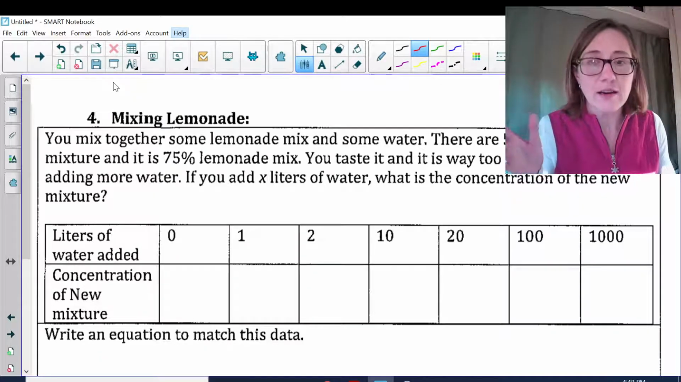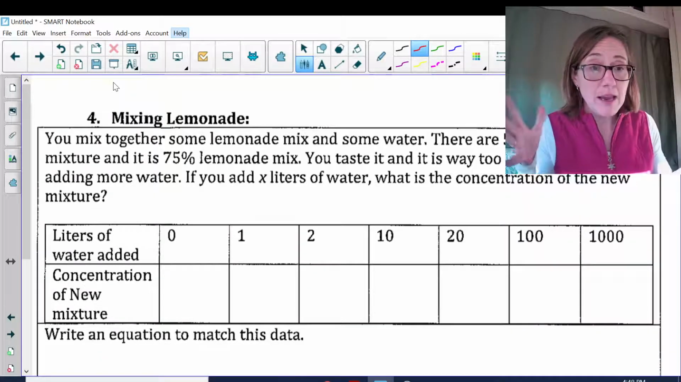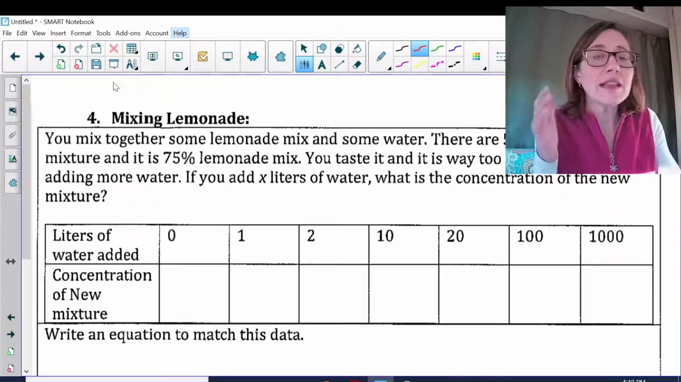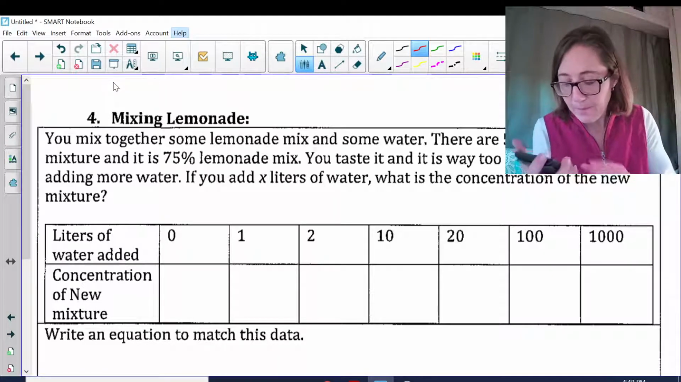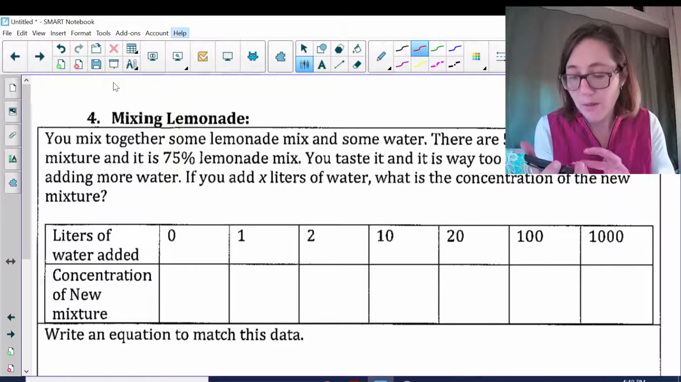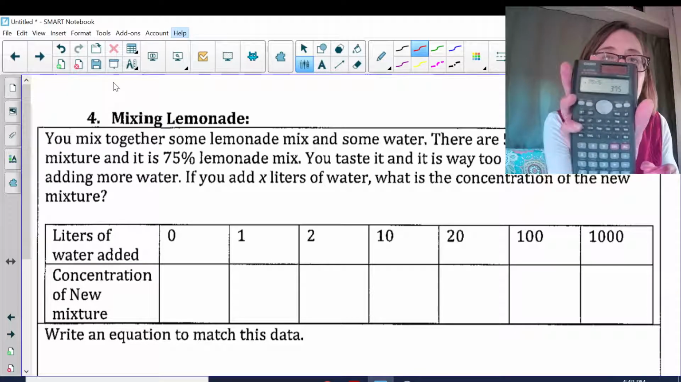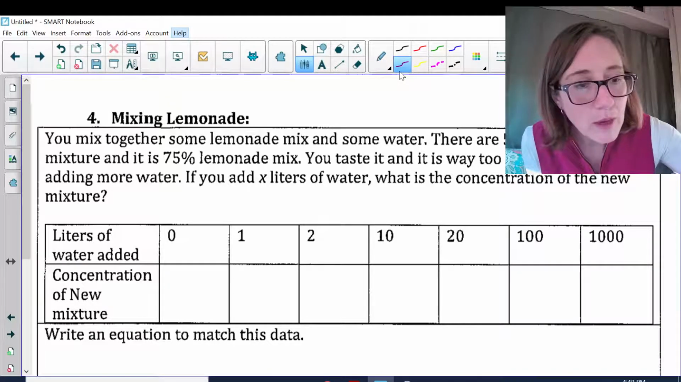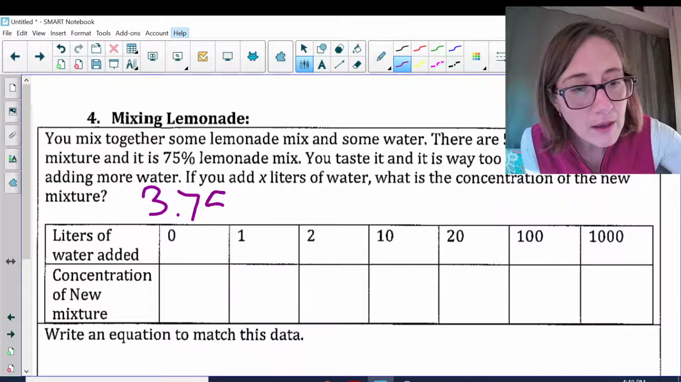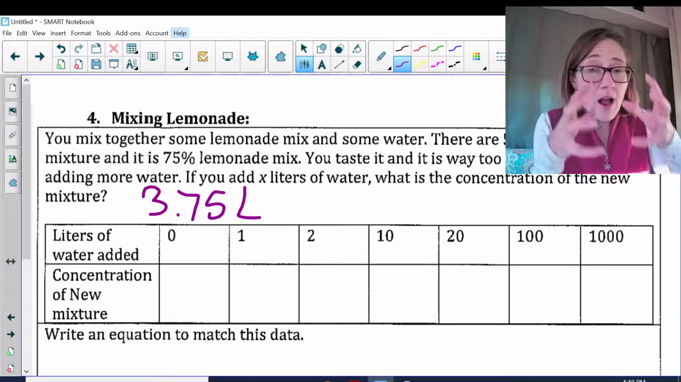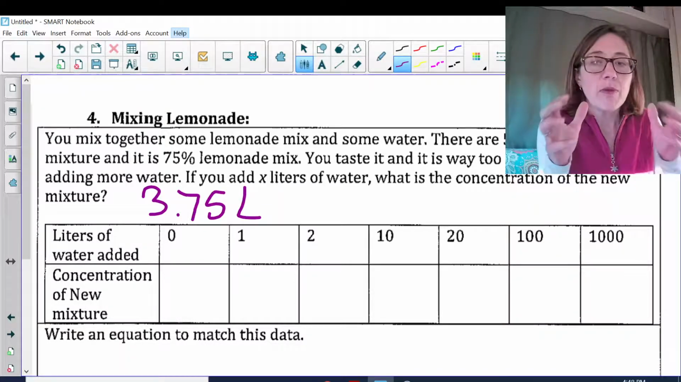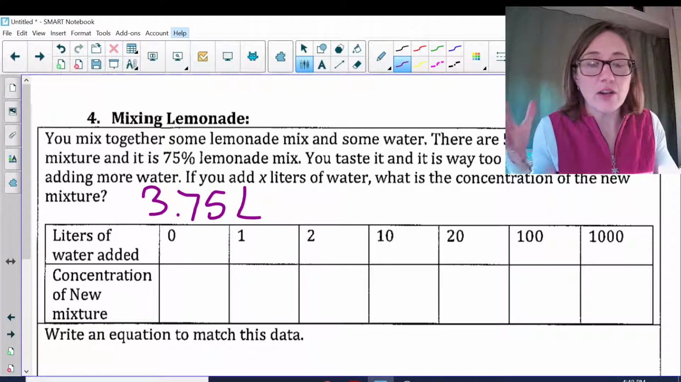So you've mixed it. You have 5 liters of this mix, and 75% of that is the lemonade mix, okay? So let's see how much of that would be. I'm going to take 75%, 0.75, and multiply it by the total amount that I have, 5 liters. Okay, so I got 3.75. So what that means is there is 3.75 liters of the concentrate, and then that would leave 1.25 liters of water that you have put in so far to make this 5 liters that you currently have.